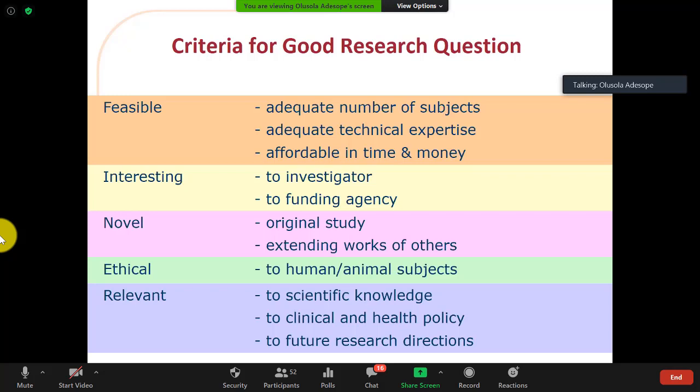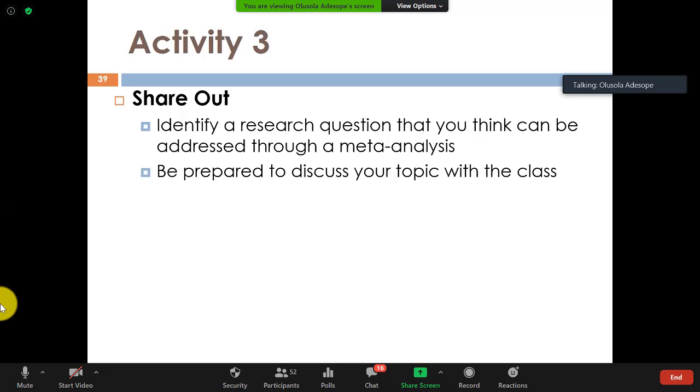Somebody must have done something in biology, in chemistry, or in one area, so that you can extend the work of others. Ethical, the human and animal subject, scientific, relevant. So those are really key criteria for developing a research question. And I also told you, when you do meta-analysis or reviews, I don't like to do reviews or meta-analysis in areas that the answers are already obvious.